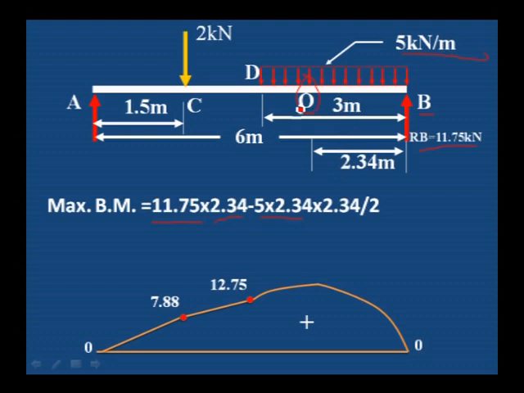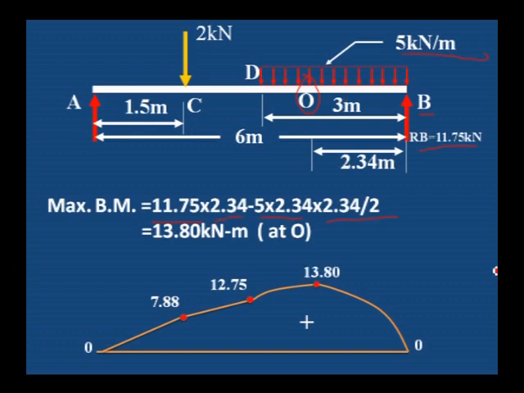We have to consider the load up to 2.34 only. Therefore, 5 kilonewton into 2.34 is the total load, into the distance where it acts, the center of the 2.34, that is 2.34 divided by 2. We should not take 5 into 3, because 5 into 3 means total load up to the distance of 3 meter. For 2.34 it is only up to a distance of 2.34. This is the maximum bending moment, 13.80.